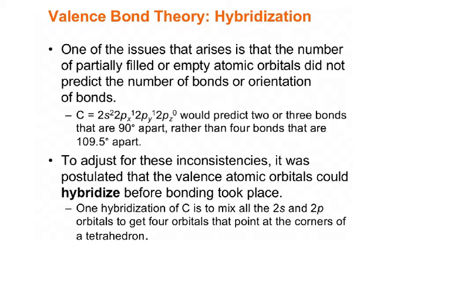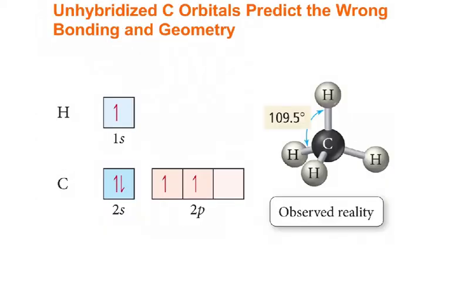So one hybridization of carbon would be to mix all the 2s and 2p orbitals so that you can get 4 orbitals that point at the corners of a tetrahedron. In other words, this helps explain how carbon forms a tetrahedral structure. As you can see, the observed reality of carbon is that carbon has 4 bonds, and that the angles are 109.5 degrees to each other.